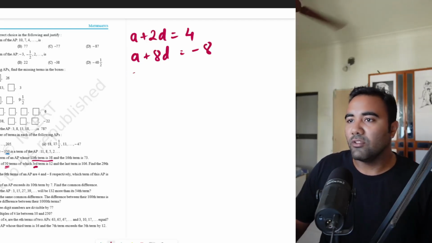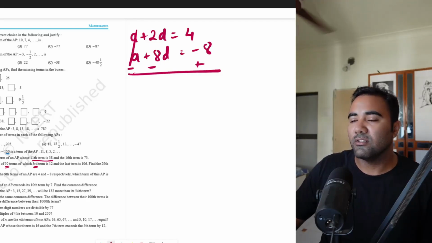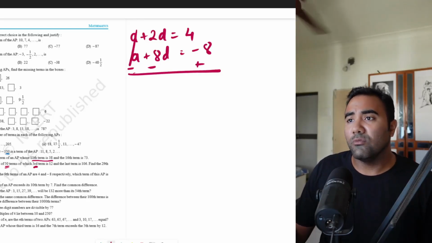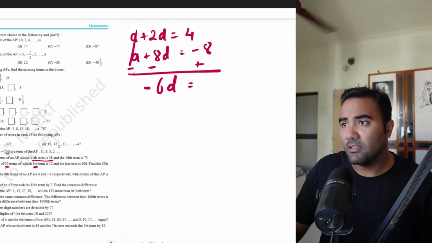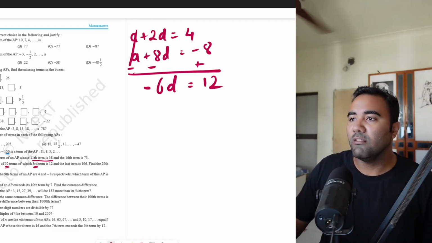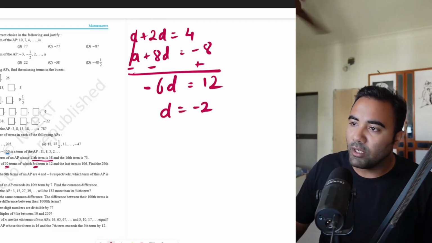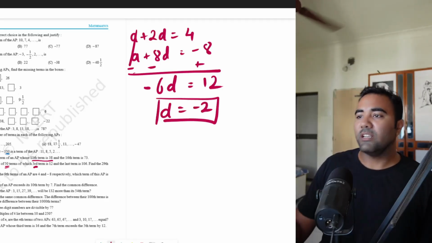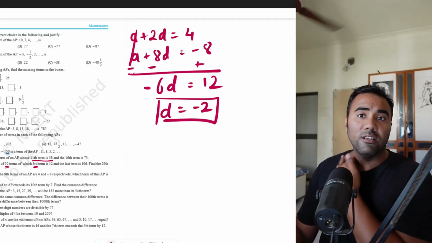Again, we solve this by elimination. Minus, plus, plus, minus. A is cut. Minus 8 plus 2 is minus 6d, which is equal to 8 plus 4, which is 12. So d is equal to minus 2. This is what we get. The common difference is minus 2.